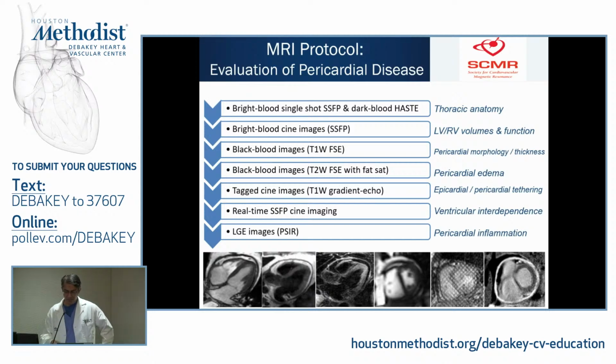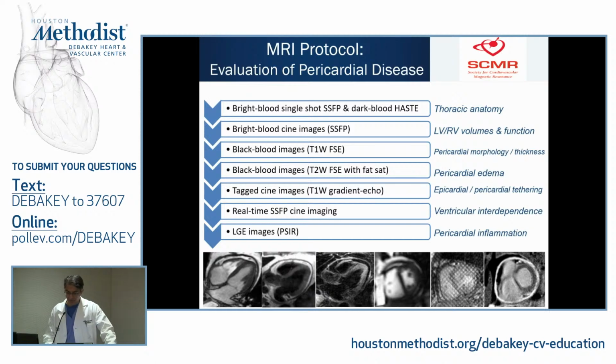Some supplementary sequences that you can use if you wanted would be what we call tagged cine images, and I will show you that, just showing how the pericardium and epicardium interact with each other. We frequently do real-time cine SSFP imaging because this is how we assess the hemodynamics. We're able to see the LV and RV respiratory variation using this sequence, so it shows you the ventricular interdependence.